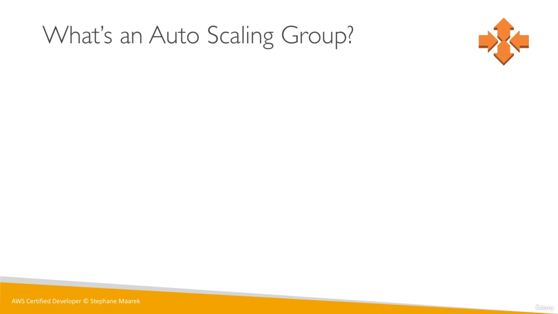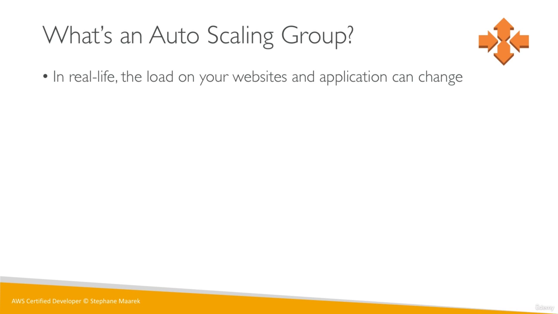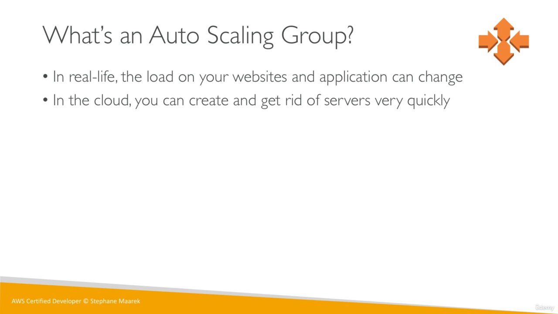Now we're getting into the concept of auto-scaling groups. So in real life, your websites and applications will change and they will have different loads. The more users, the more popular you're going to be and the more load you're going to have. So in the cloud, as we see, we can create and get rid of servers very quickly.